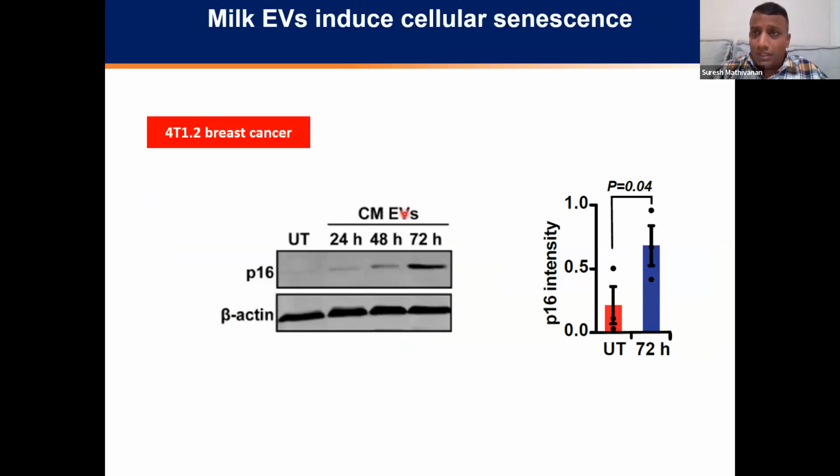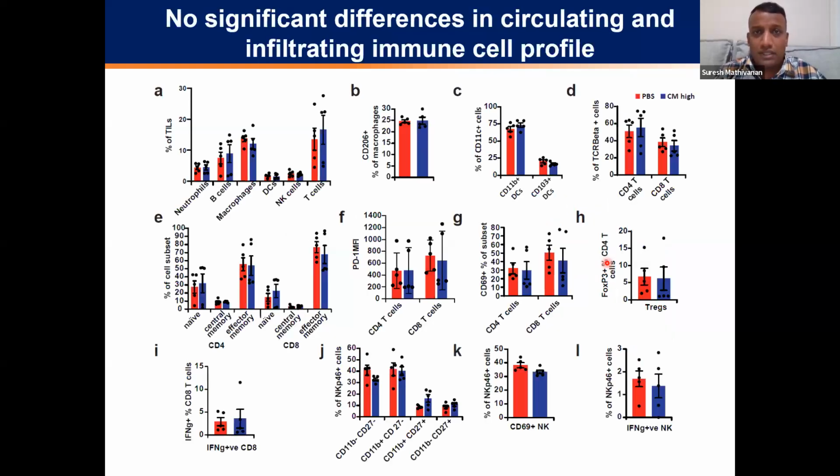Then we looked at cellular senescence, as I pointed out, because there was a saturation effect. When we looked at the P16 marker, the marker of cellular senescence, you can see untreated cells do not have P16, but the moment you treat these cells with commercial milk EVs, you can see P16 comes up, and that is quantified here, suggesting that milk EVs can induce cellular senescence in these cancer cells.